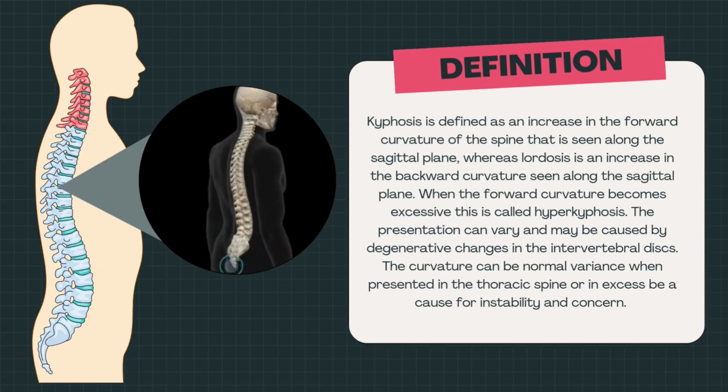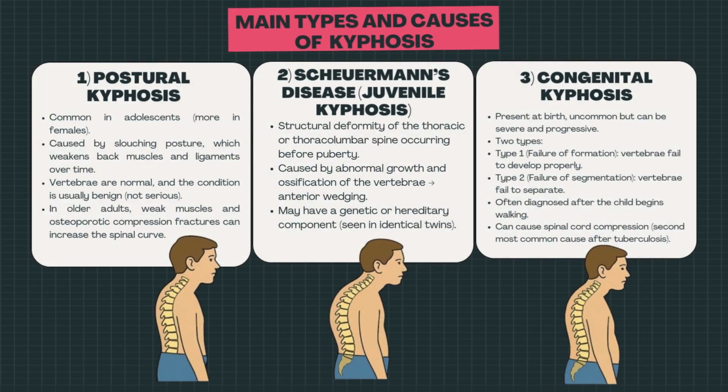and concern. There are three main types and causes of kyphosis. 1. Postural kyphosis. Common in adolescents, more in females. Caused by slouching posture, which weakens back muscles and ligaments over time. Vertebrae are normal, and the condition is usually benign, not serious. In older adults, weak muscles and osteoporotic compression fractures can increase the spinal curve.